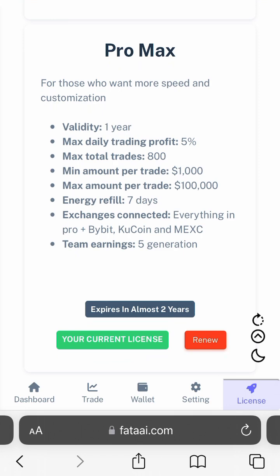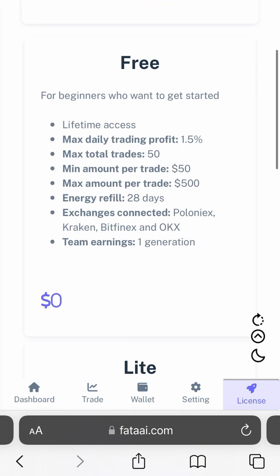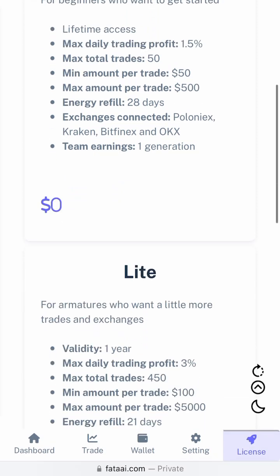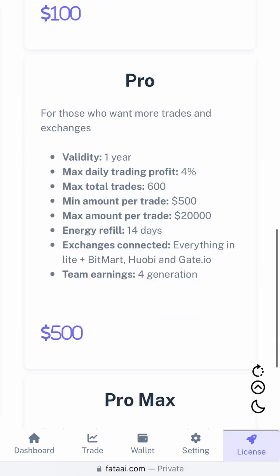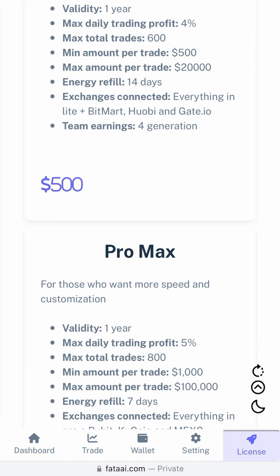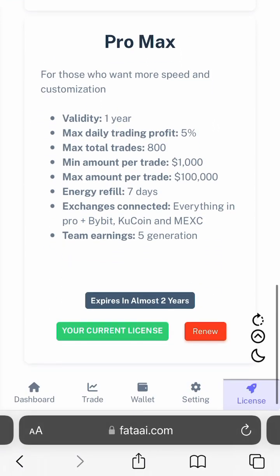So now the exchanges connected to ProMass: Poloniex, Kraken, Bitfinex, OKX, Bittrex, Binance, Bitmart, Huobi, Gate.io, Bybit, KuCoin, and MEXC. There are 12 exchanges connected to just this license. So this one is the key. This is where I am.